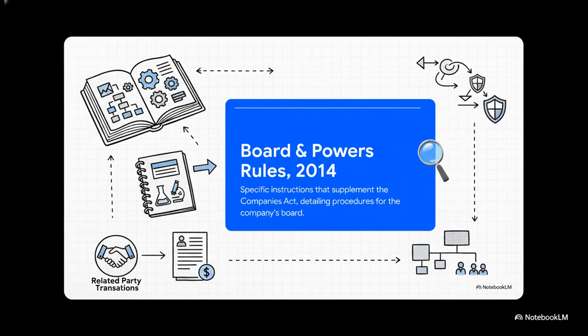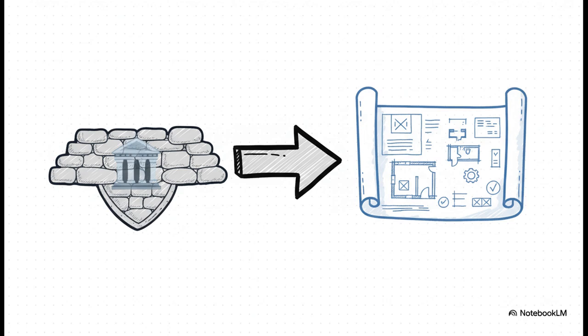Look, if the Companies Act is the main textbook, you can think of these rules as the super detailed lab manual. They give the board the exact step-by-step procedures they have to follow. So here's how they fit together perfectly. The 2013 Act, that's our foundation, right? It lays out the big principles. Then, the 2014 rules come in and provide the detailed blueprint with specific, actionable steps for the board. You absolutely need both to get the full picture.